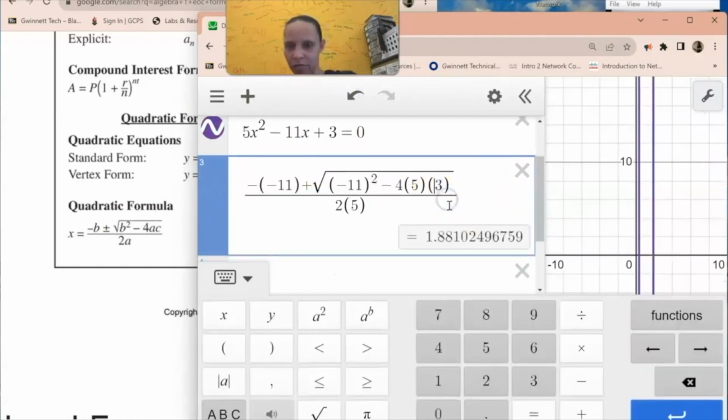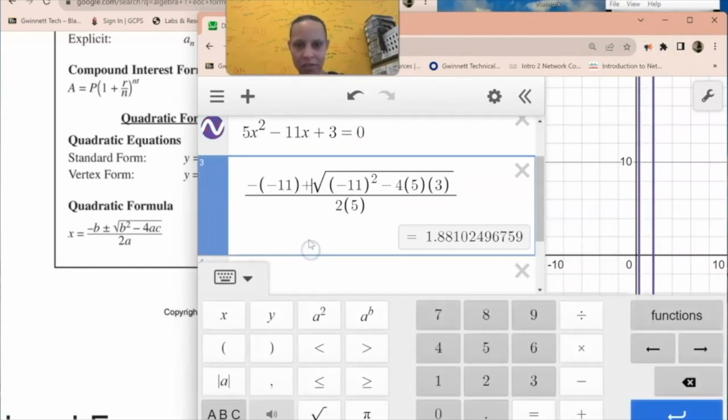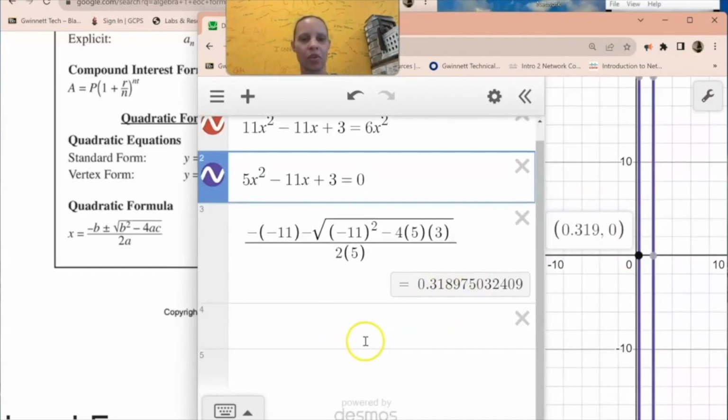All right, boom. And notice, if I have plus, let me go check my answers to make sure I did this correctly. One of the answers should be 1.881, which is true. And then if I change this to a minus, the other answer is 0.31, which is also true. But you see, this is not a repeating decimal. So this is the problem that we're running into. So you have to simplify all of this. But again, you can do it inside the calculator.